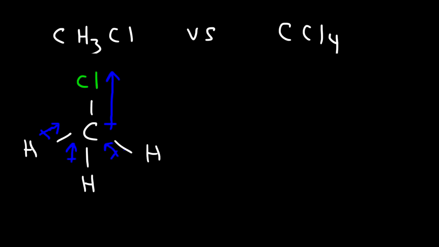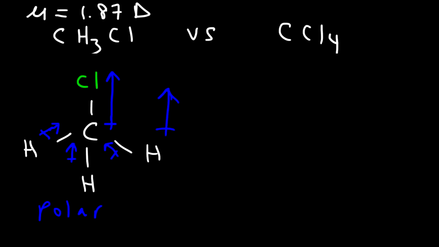But notice that all of the arrows point in one general direction, and that is upward. If you take the vector sum of those arrows, you'll see that the net dipole moment points towards chlorine. And so overall, this is a polar molecule. The dipole moment is greater than 0. In fact, the experimental dipole moment of methyl chloride is 1.87 D, where D is the unit debye.